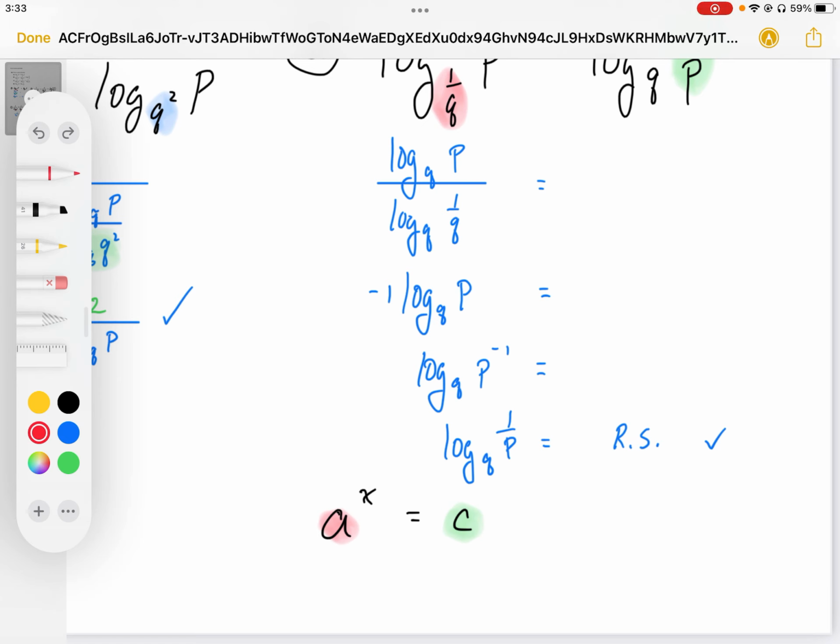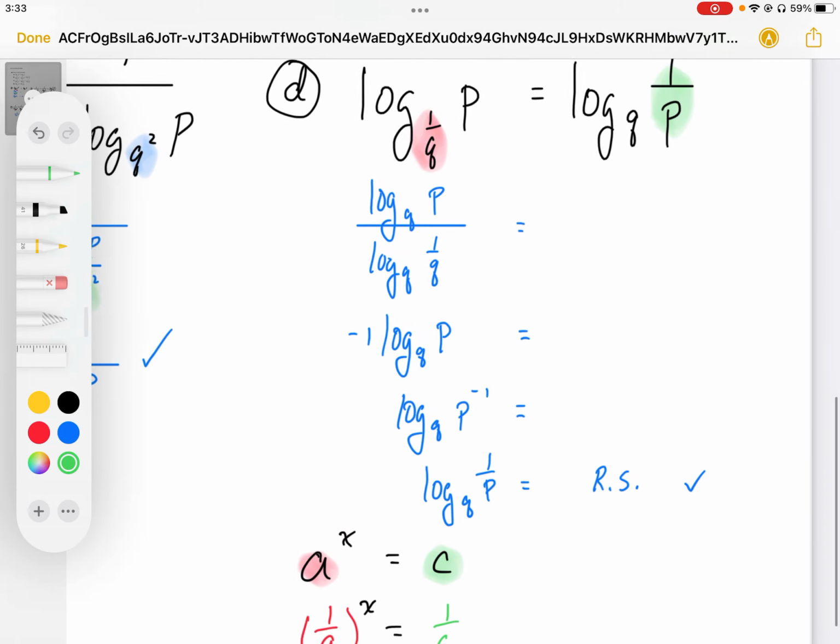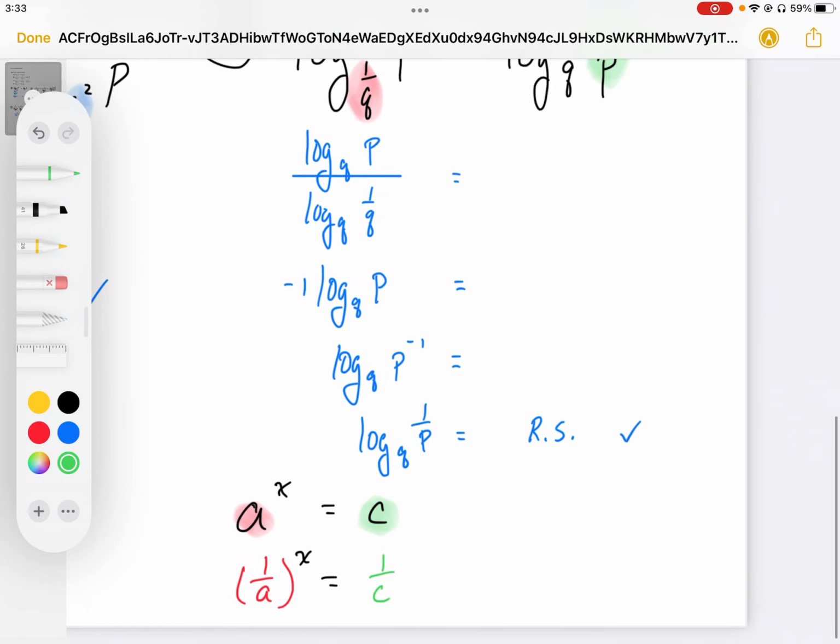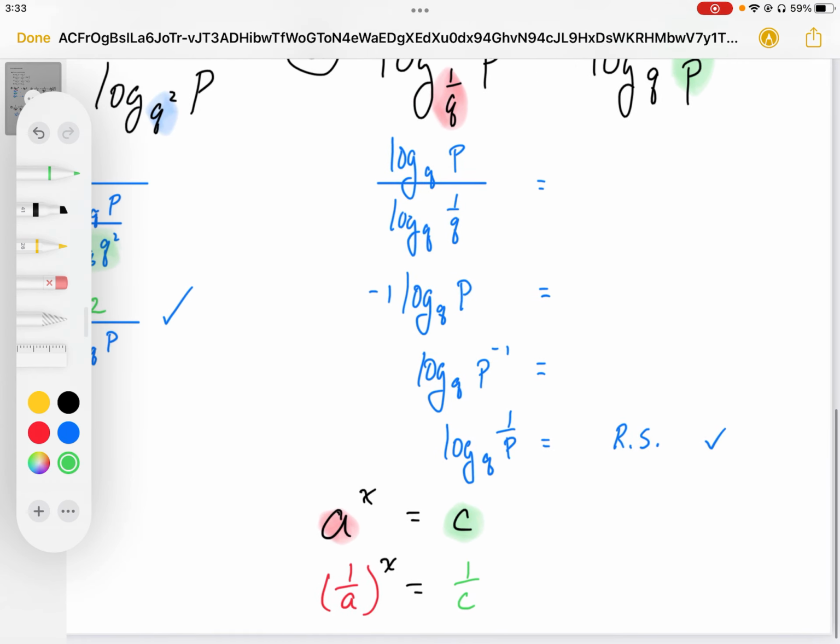if I flip that fraction base to 1 over a, I should have a negative power. But I can balance that off with flipping my fraction here. These are actually equivalent. I don't change my power when I do this. And that's essentially what I've done here. I flipped the base and I flipped the argument, and I keep the exponent the same. So this does work.